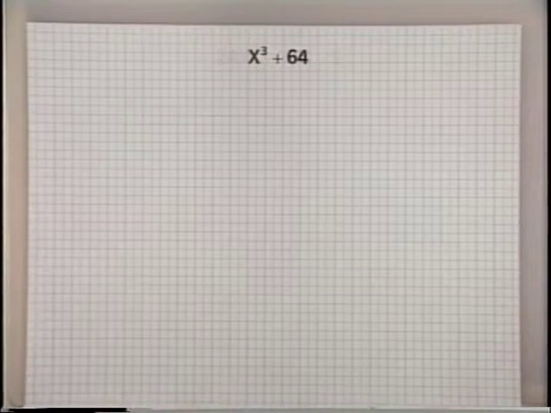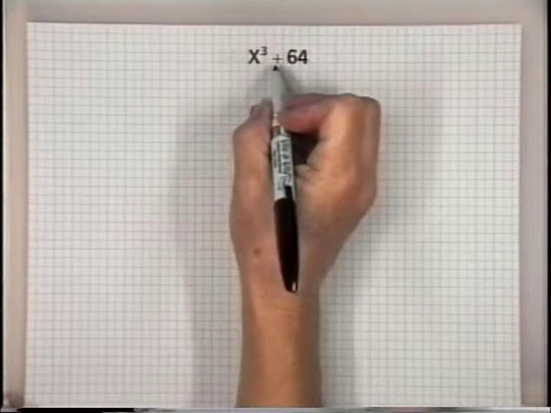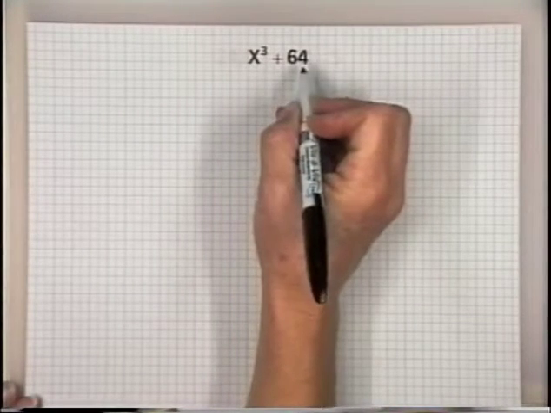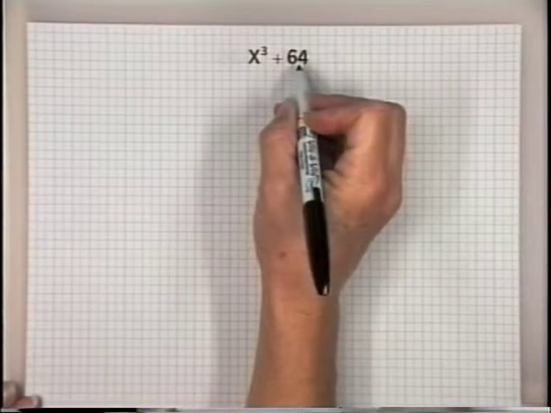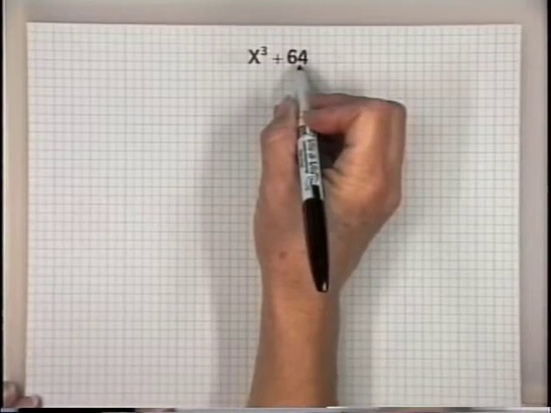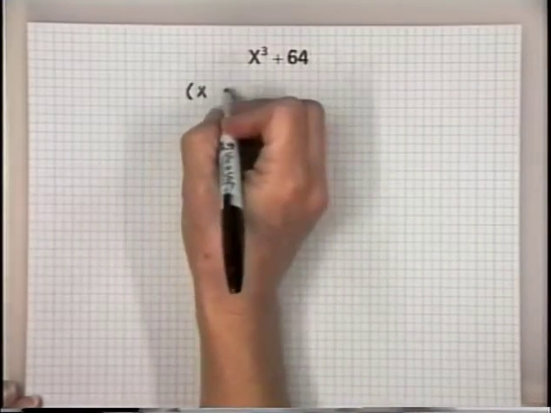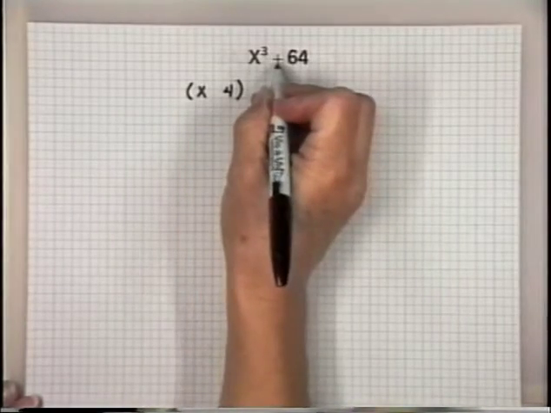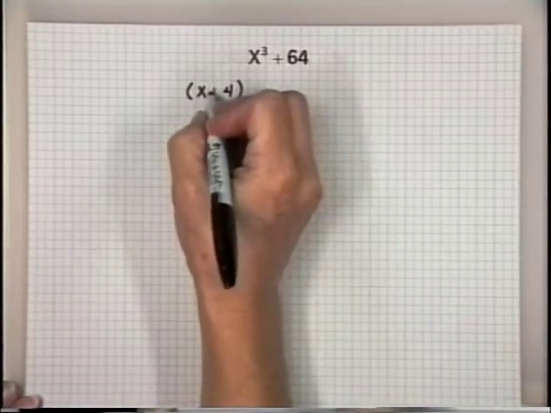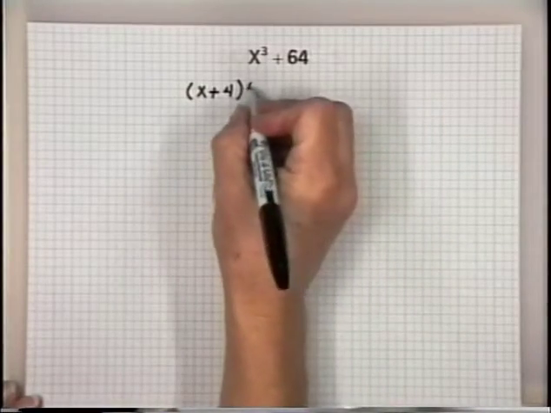X cubed plus 64. There is not a common factor in this problem. It is obviously not a difference of squares or a sum of squares, but notice that it is a sum of two perfect cubes. 64 is 4 cubed. Since it is a sum of cubes, we will take the cube roots, x and 4. Since our problem has a plus sign, we will put a plus sign in this first factor.